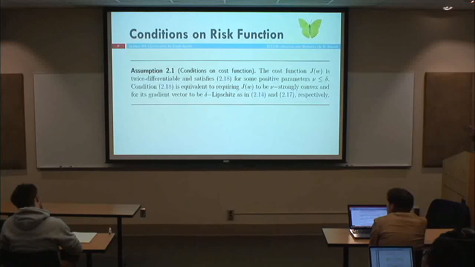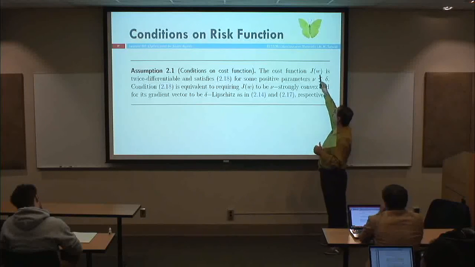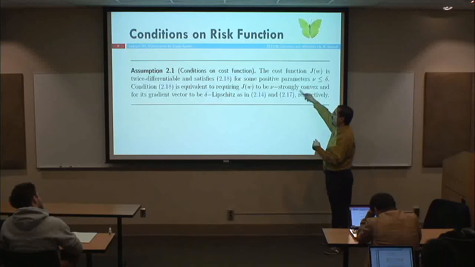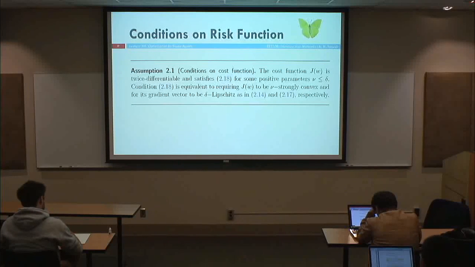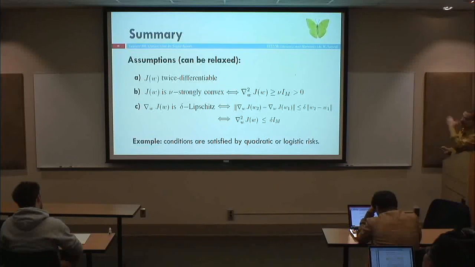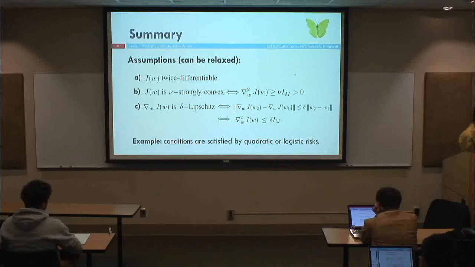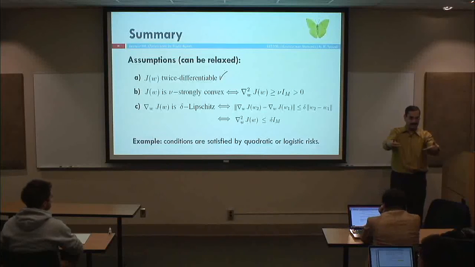This assumption here, 2.1, is just restating the condition. I'm assuming that I have a function J that is strongly convex and its gradient is Lipschitz, okay? That's what this statement is saying, referring to the conditions by means of equations. This is spelling it out, okay? So I'm assuming that my function is twice differentiable. Why? Because I'm imposing conditions on the Hessian, so I need it to be twice differentiable.